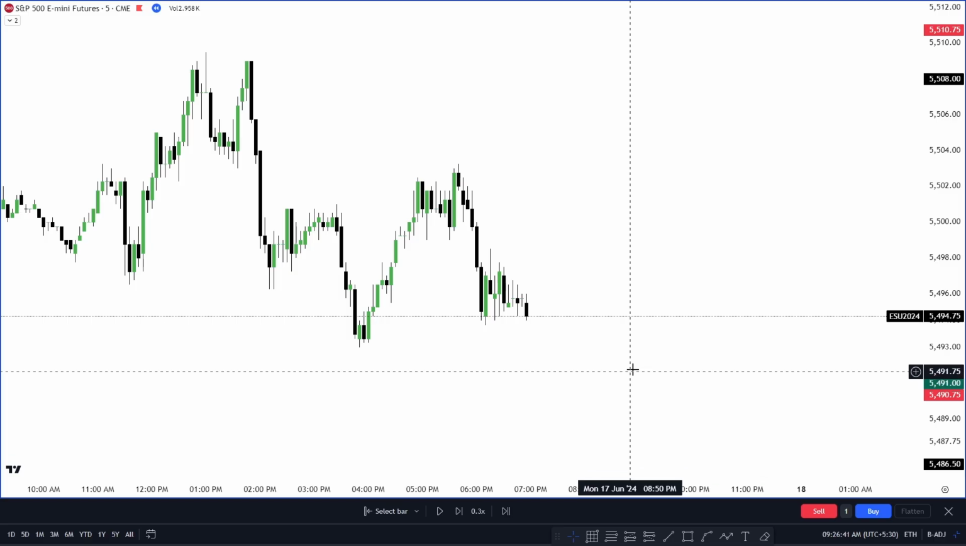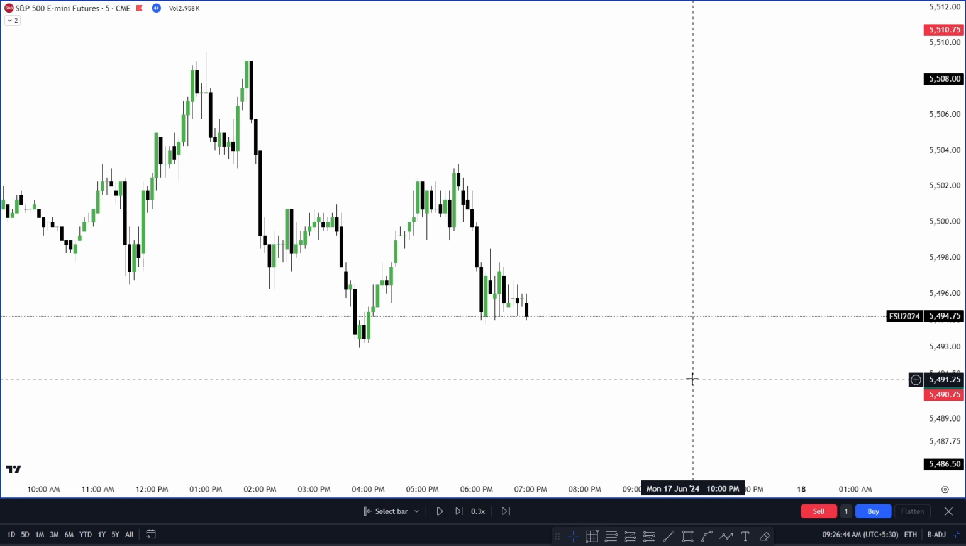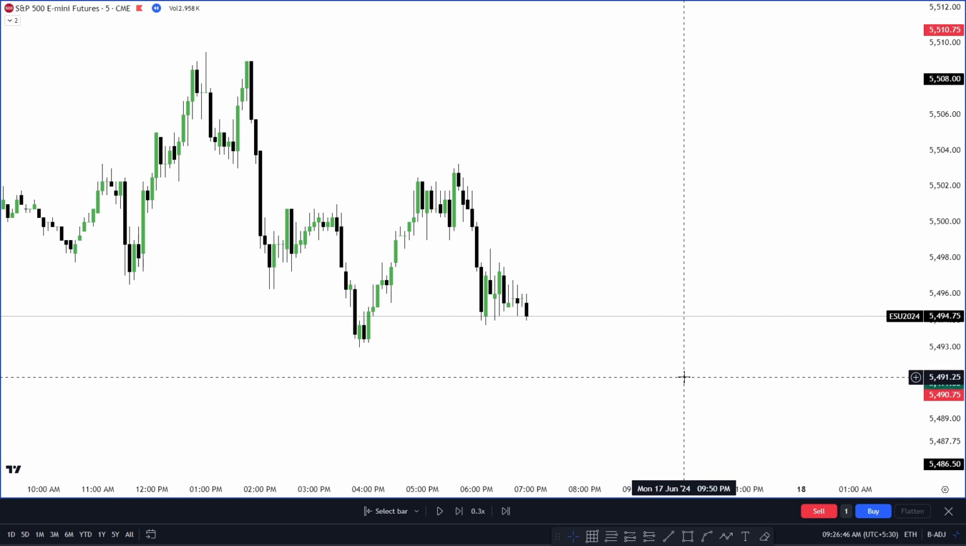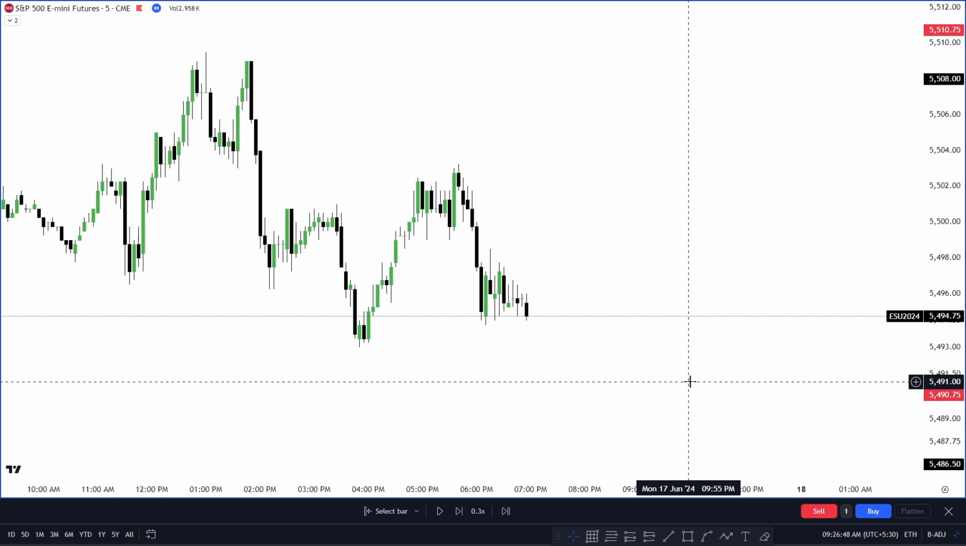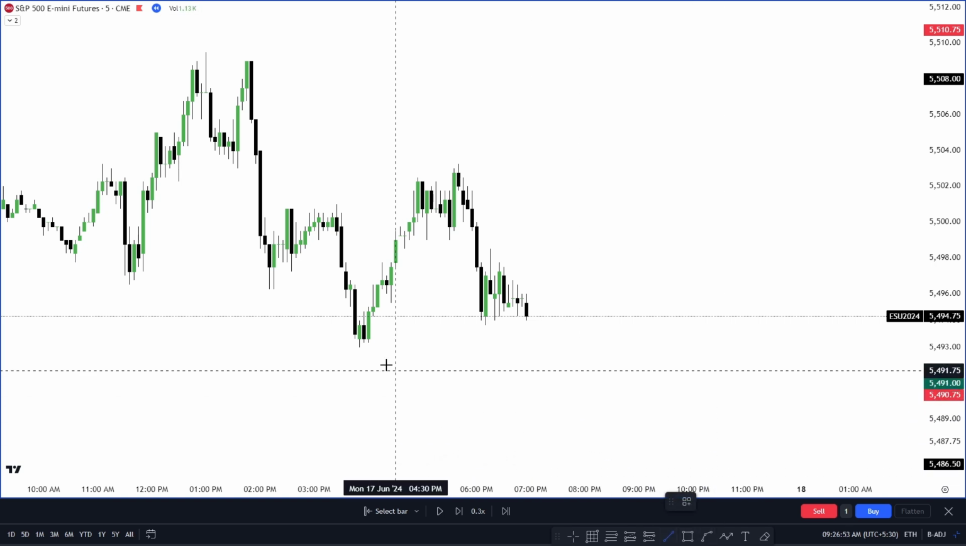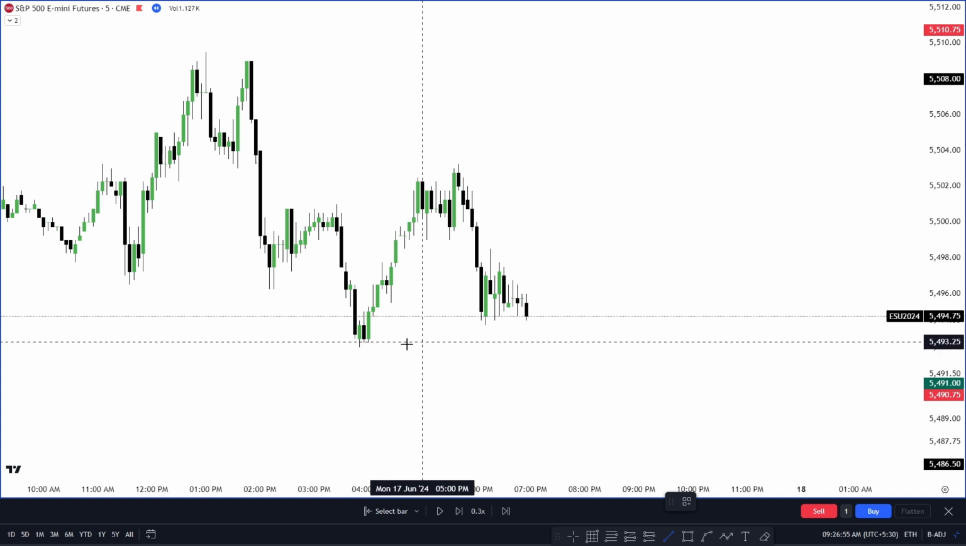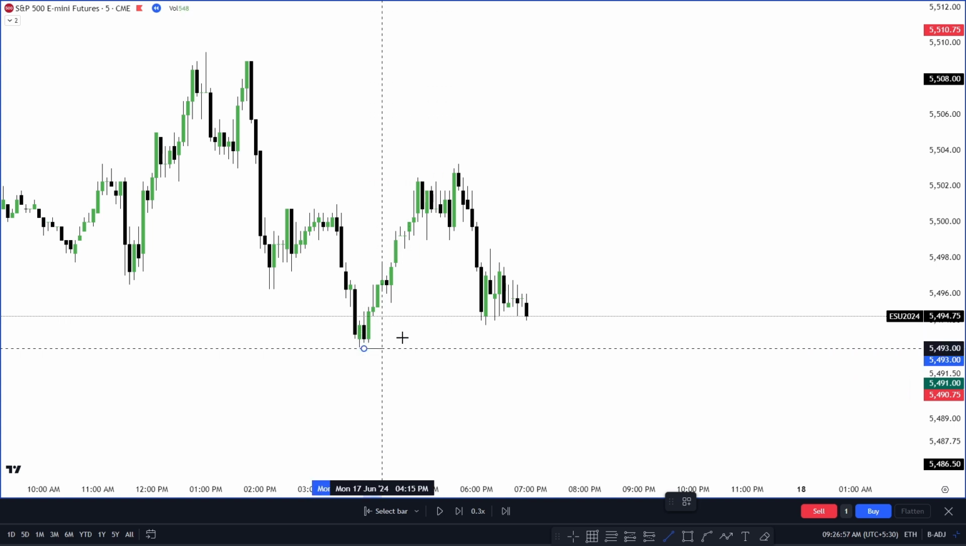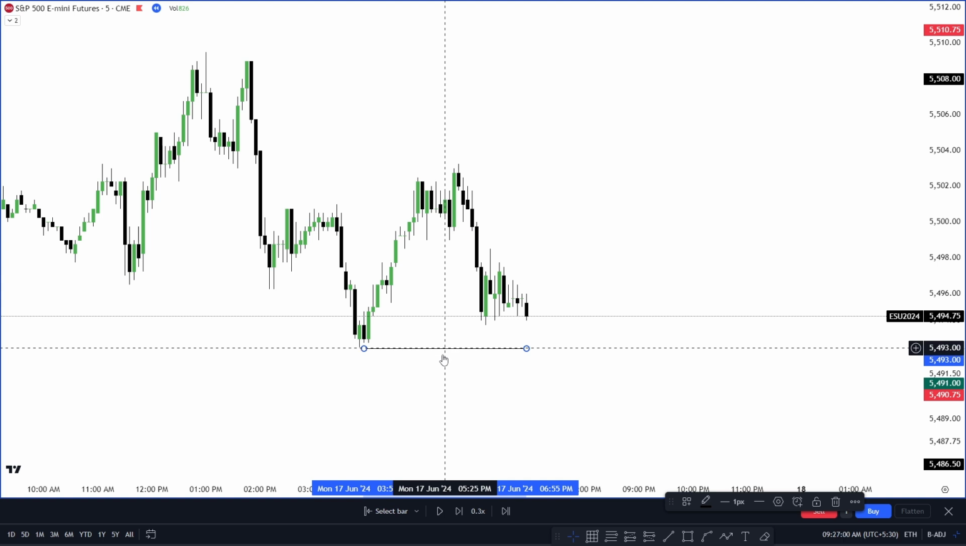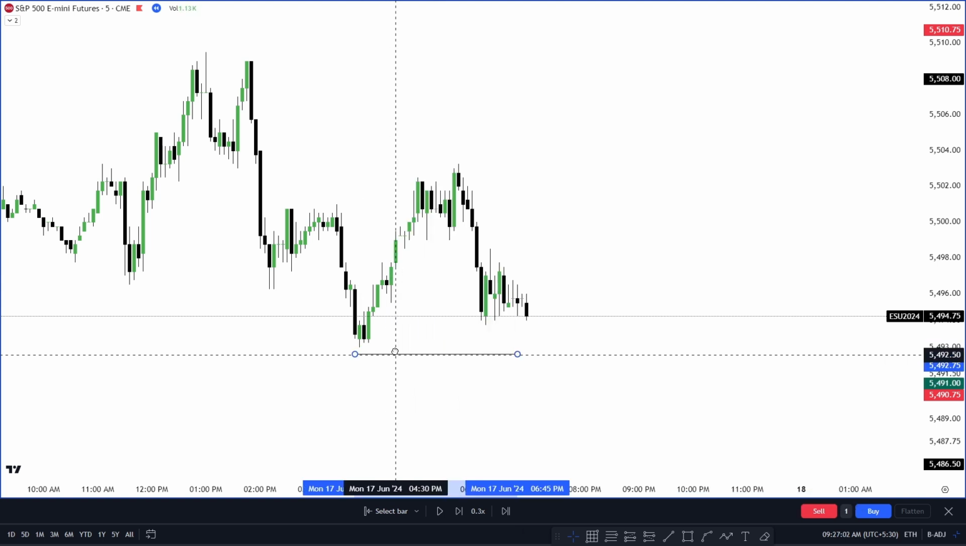So here we are on the S&P 500 5-minute chart time frame. We have resting liquidity below the lows. Let's mark it out and see whether it gets taken out or not. So here is our sell side liquidity.